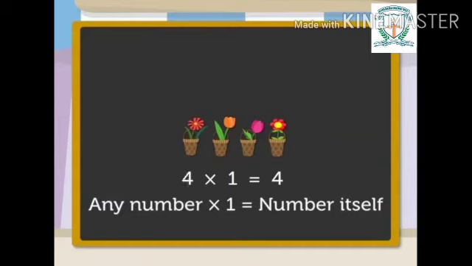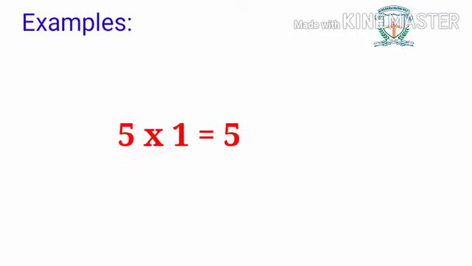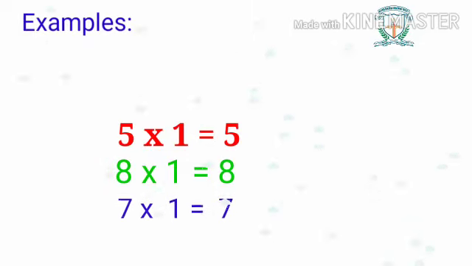Let us understand this concept with few examples. 5 multiplied by 1 is equal to 5. 8 multiplied by 1 is equal to 8. 7 multiplied by 1 is equal to 7.